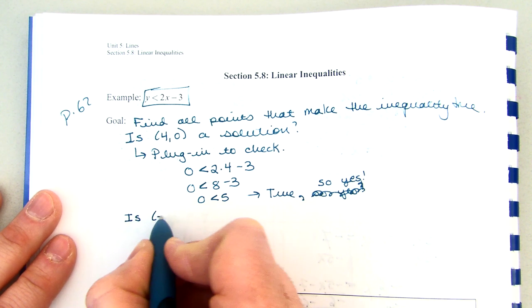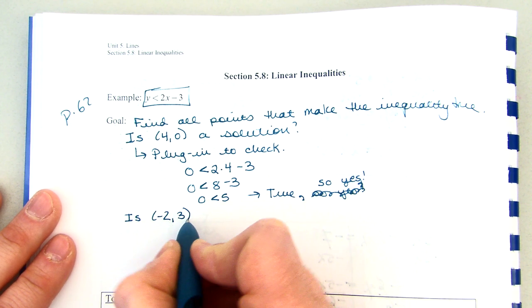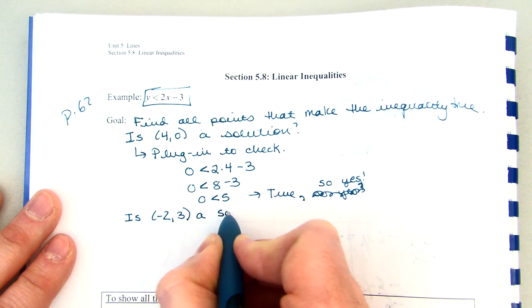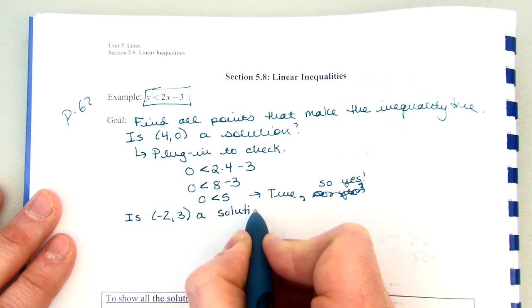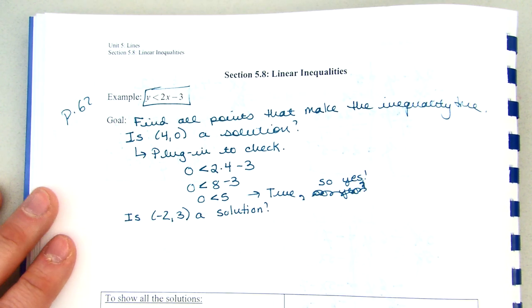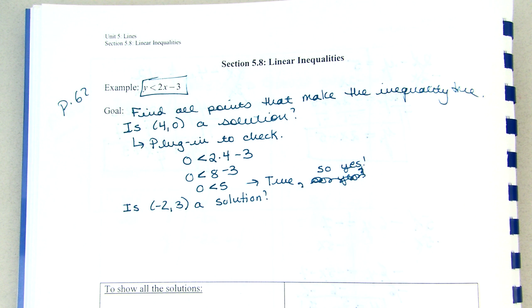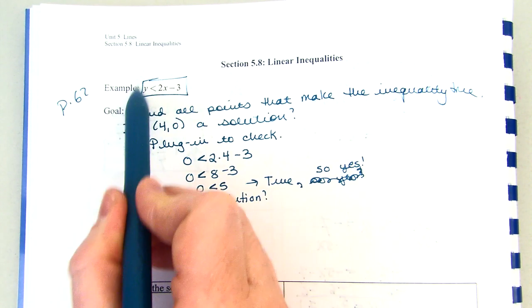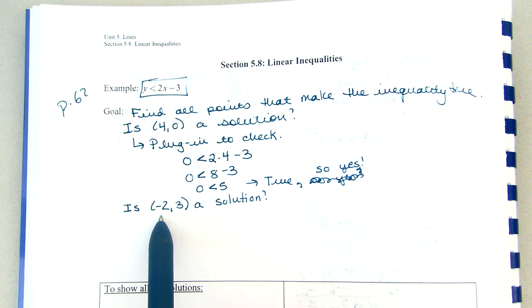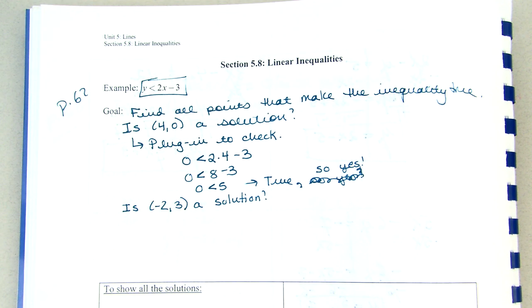Is negative 2 comma 3 a solution? What do you think you have to do? See if you can do the plug-in. So you're going to go back to that formula. You're going to plug in the negative 2 where the x is and the 3 where the y is and see what happens.